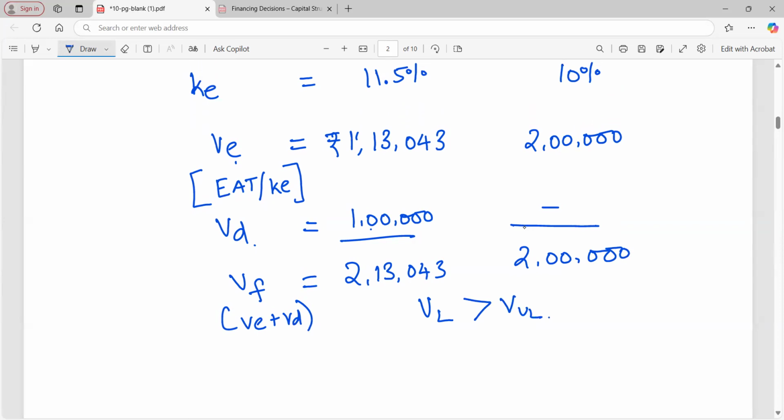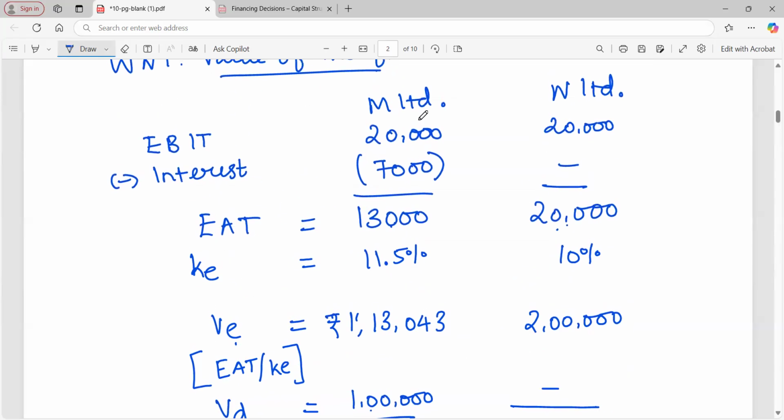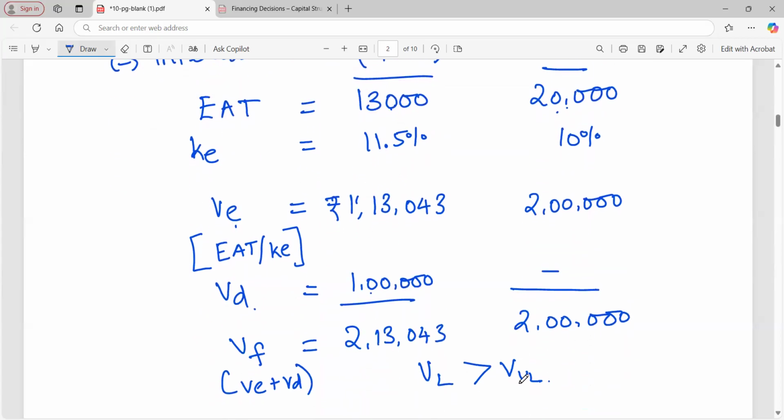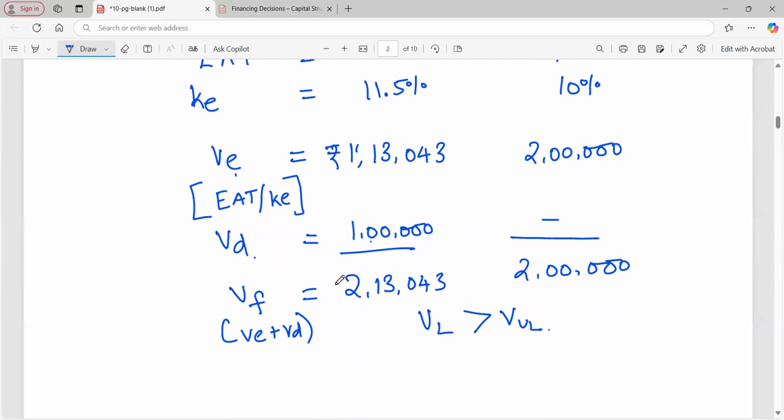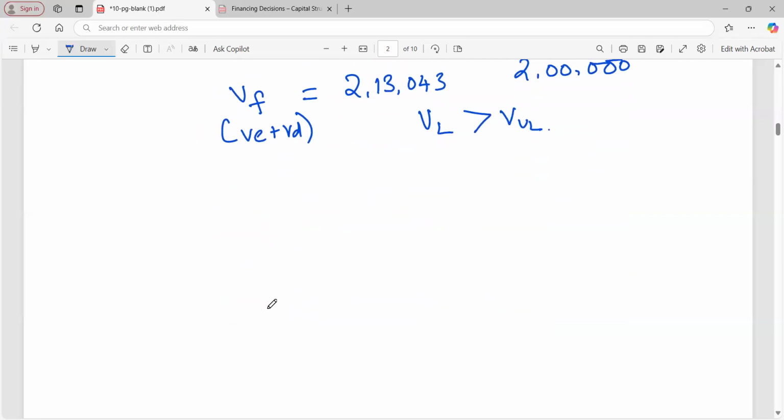If the values are not equal, the investors have an opportunity for arbitrage. What the investors will do is sell the shares of the overvalued firm. Which firm is overvalued? The levered firm, M Limited, is overvalued. So investors will sell the shares of M Limited and purchase the shares of N Limited, because N Limited is undervalued. This process will continue till the value of the levered firm becomes equal to the value of the unlevered firm. So let's see how the arbitrage process continues.